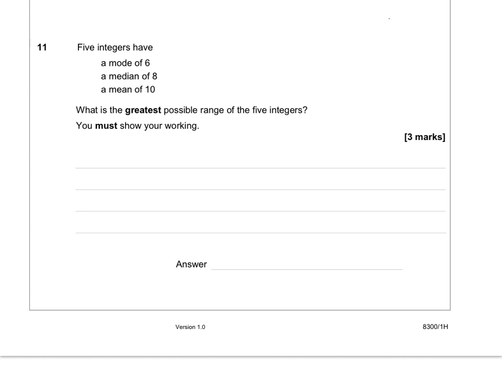Question 11. 5 integers have a mode of 6, a median of 8, and a mean of 10. So here are the 5 integers. The median is 8, which means we need to fill in this middle number as 8. The mode is 6, so that means these two numbers have to be 6. We're assuming the numbers are in increasing numerical order.